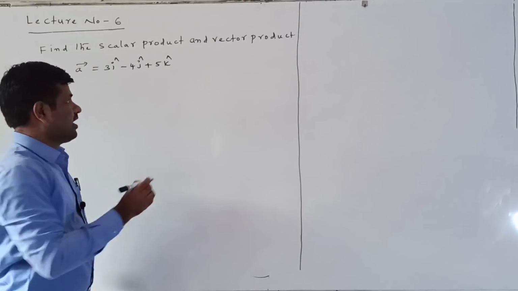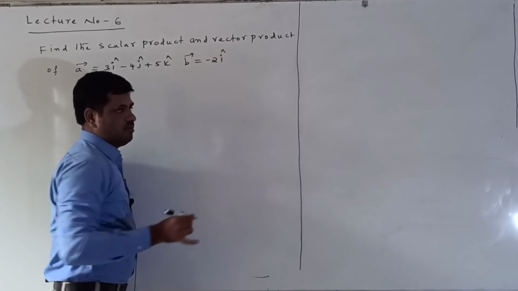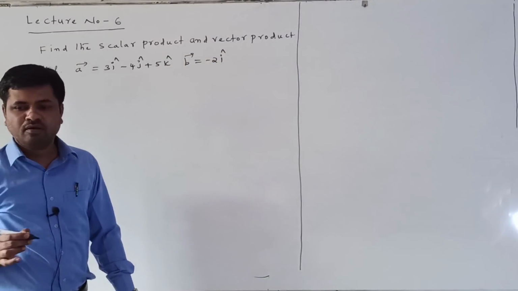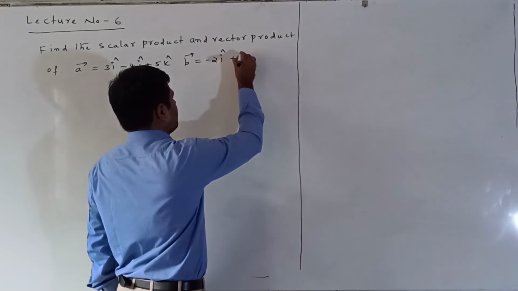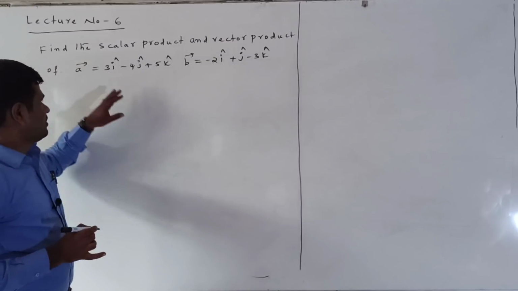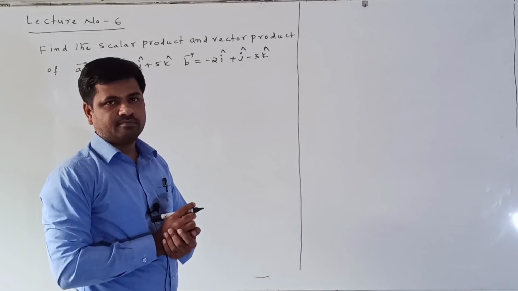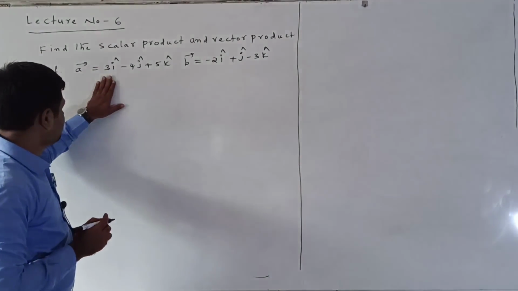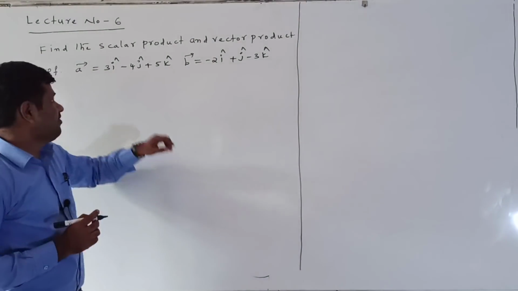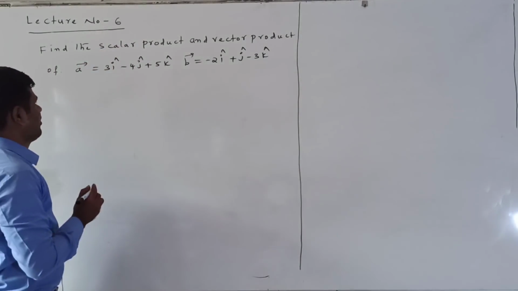Next, b bar vector I am writing: minus 2 i cap plus j cap minus 3 k cap. This is a bar vector, this is b bar vector. I have considered these as two vectors, a bar and b bar. We find the scalar product and vector product. First, to find the scalar product.